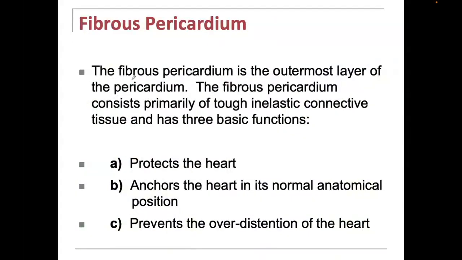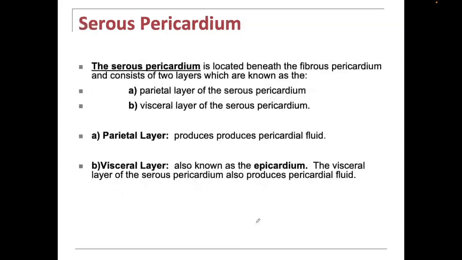Okay, so the fibrous pericardium, that outermost layer, it's pretty tough. It's tough, inelastic connective tissue. And it's going to protect the heart. It's going to anchor it into its normal position. So when it is beating aggressively, it's anchored. And it also prevents it from over distension.